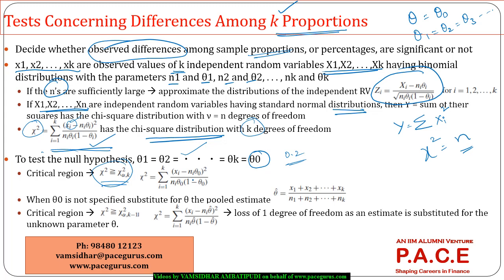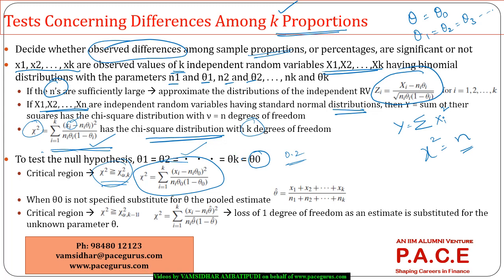So which would work out as xi minus ni theta whole squared. This is how I am computing my chi-squared. Xi minus ni theta i whole squared divided by ni theta naught into 1 minus theta naught, because all of them are equal to theta naught.